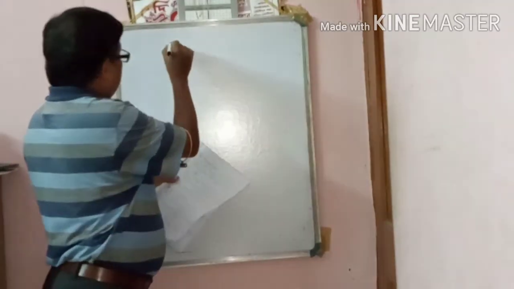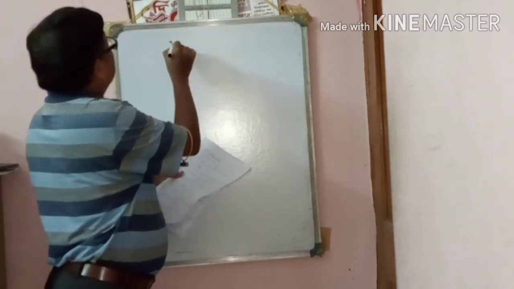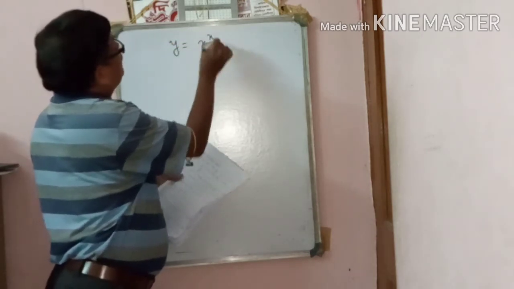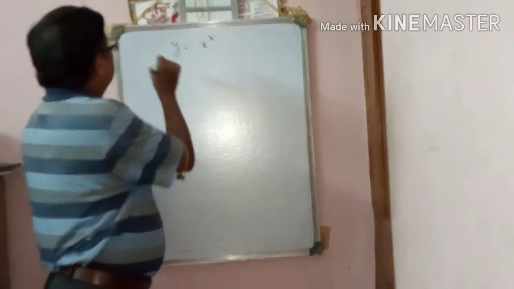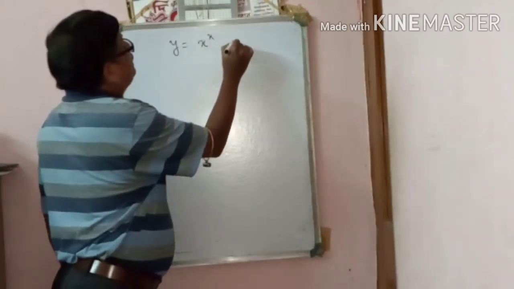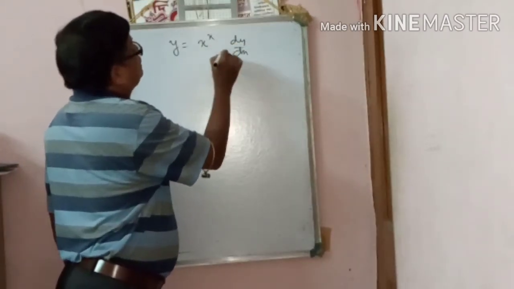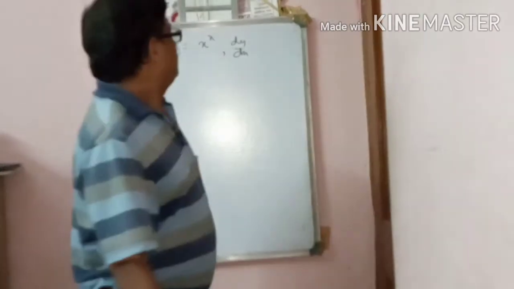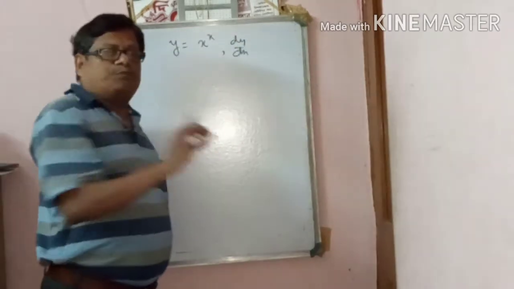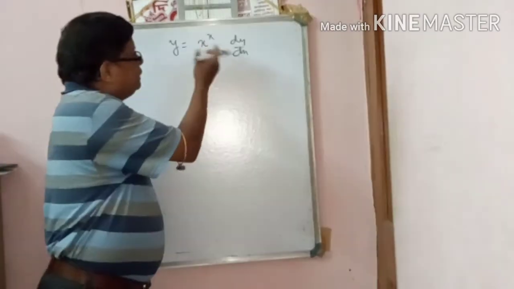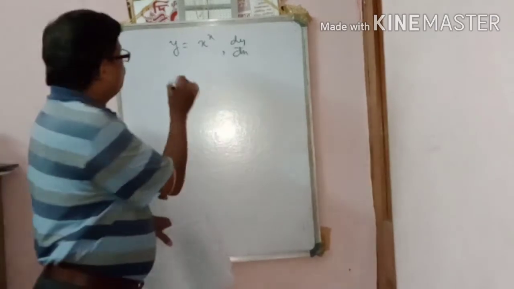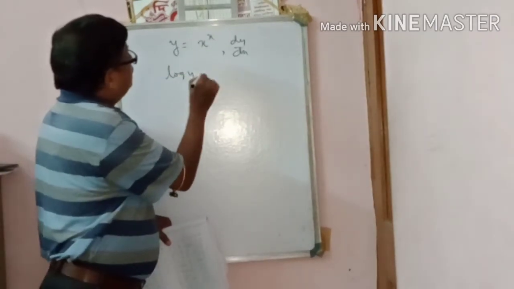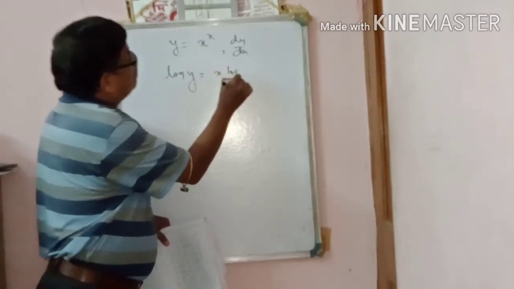y equals x to the power x is given. Find dy/dx. All of you know this is a function of x in both the base and exponent. Taking log on both sides, log y equals x log x.